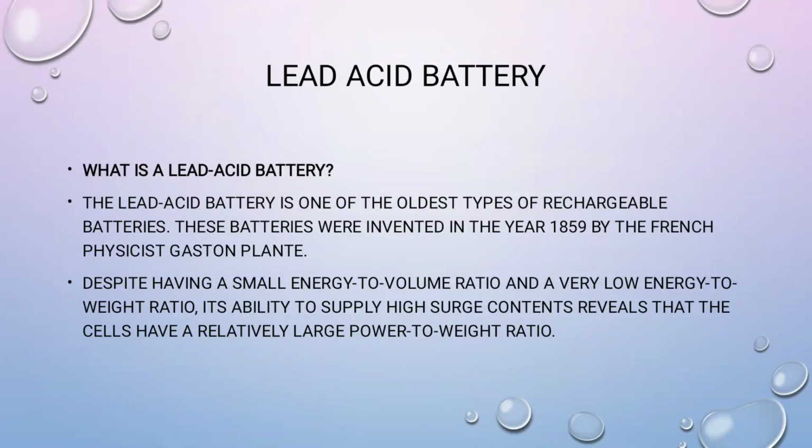So now we will read about the lead acid battery. So what is a lead acid battery? The lead acid battery is one of the oldest types of rechargeable batteries. These batteries were invented in the year 1859. Despite having a small energy to volume ratio and a very low energy to weight ratio, its ability to supply high surge currents reveals that the cells have a relatively large power to weight ratio.